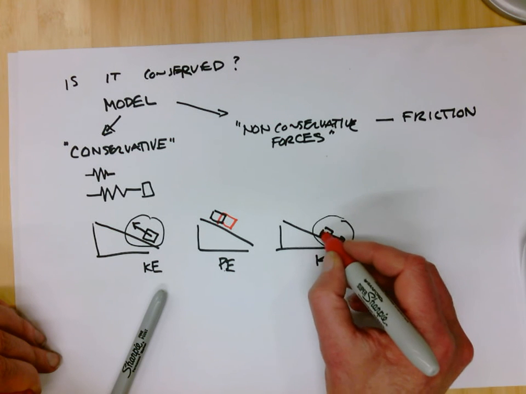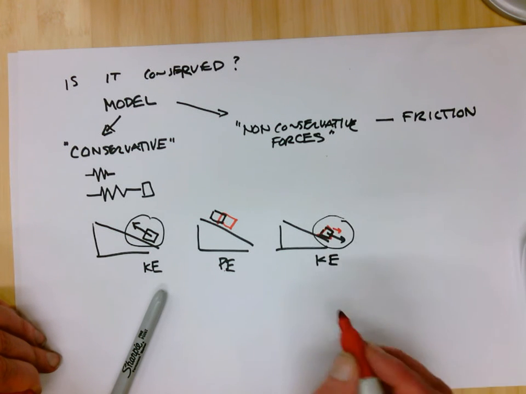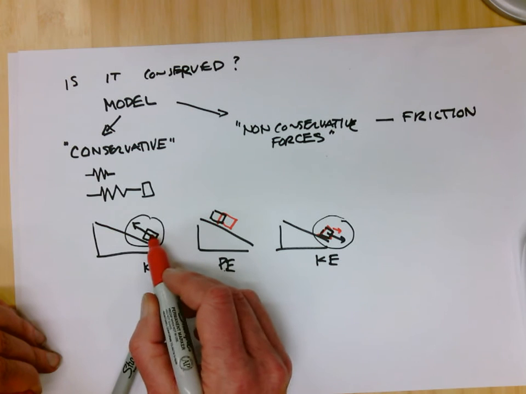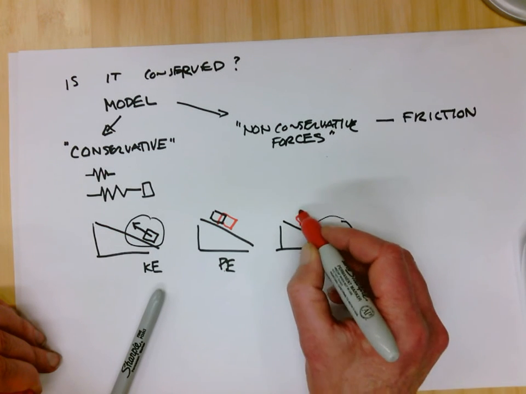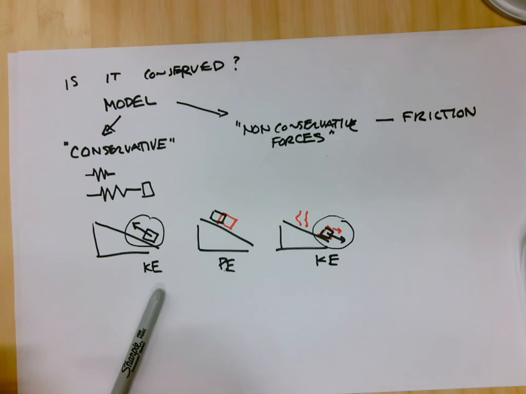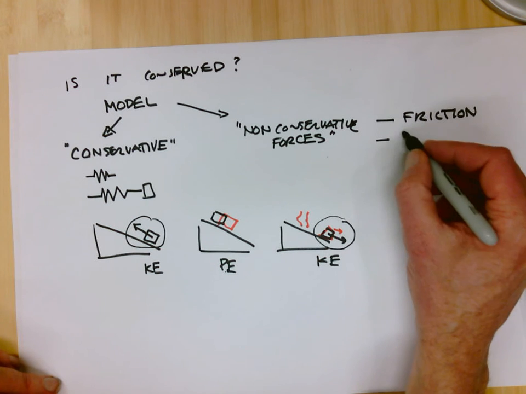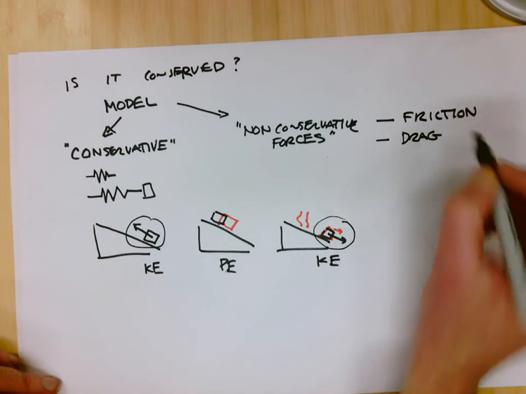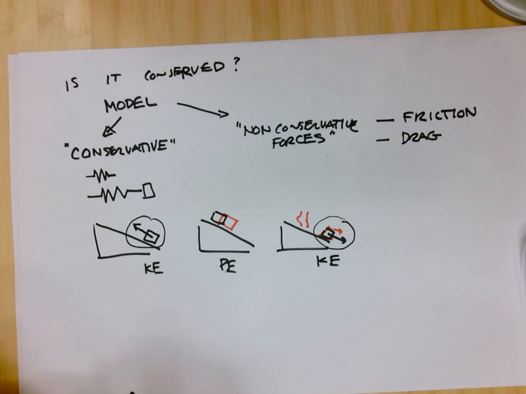And then on the way back down, it would have a smaller velocity because some of the energy that I put in as mechanical energy initially would have been transferred to heat energy that was stored in the ramp that I'm not keeping track of as part of my system. Okay, so friction's a good example of that. Drag is a good example of a non-conservative force. Pool balls crashing into each other.